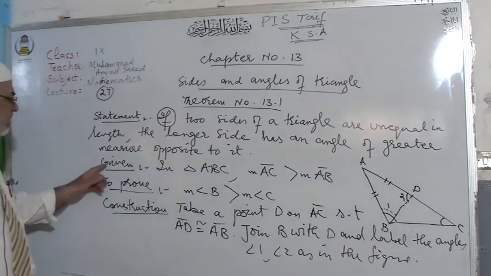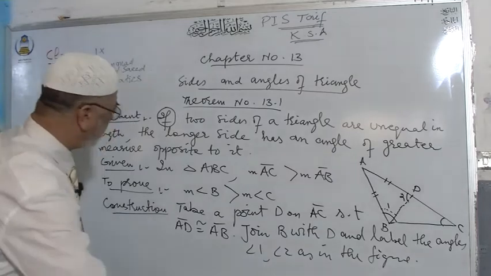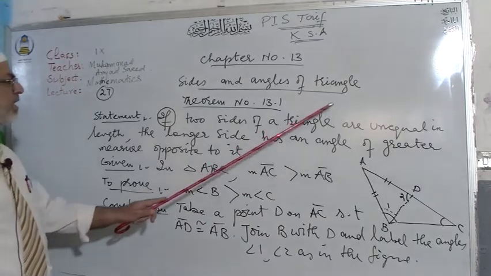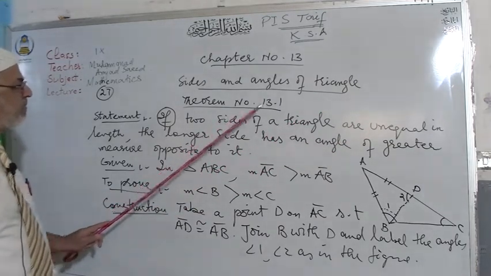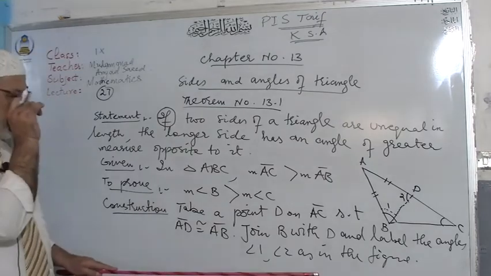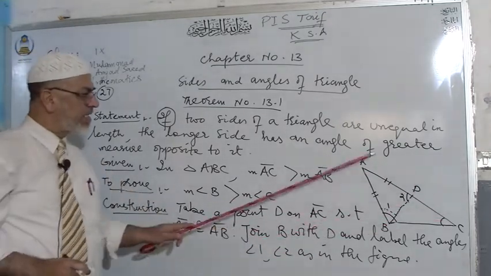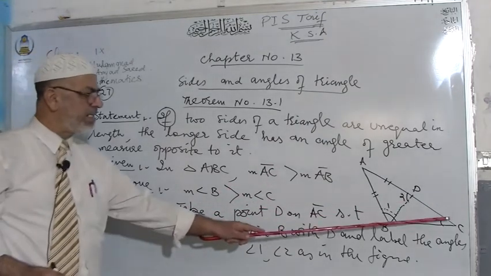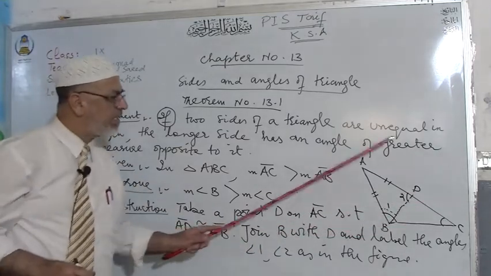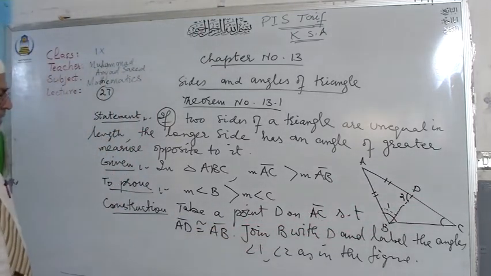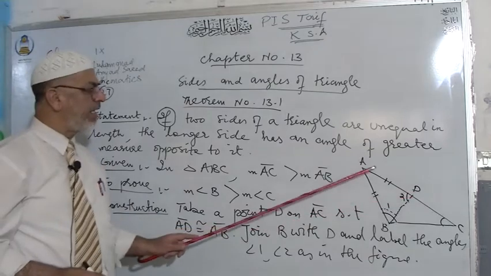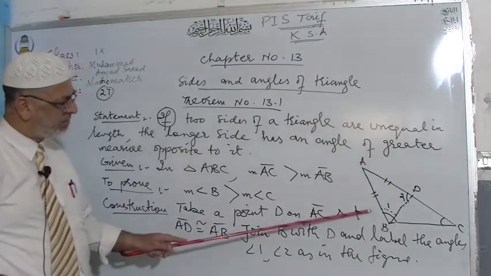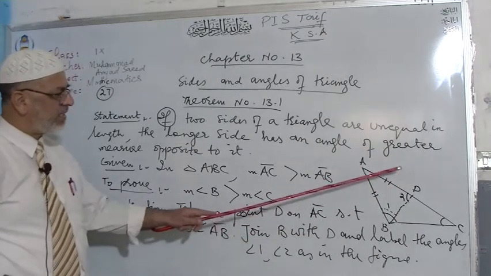Here is given in triangle ABC, AC is greater than AB because two sides of the triangle are unequal. To prove is angle B is greater than angle C, or you can say angle ABC is greater than angle ACB. Construction is take a point D on AC such that AD is congruent to AB. Join B to D and name the angles as 1 and 2.